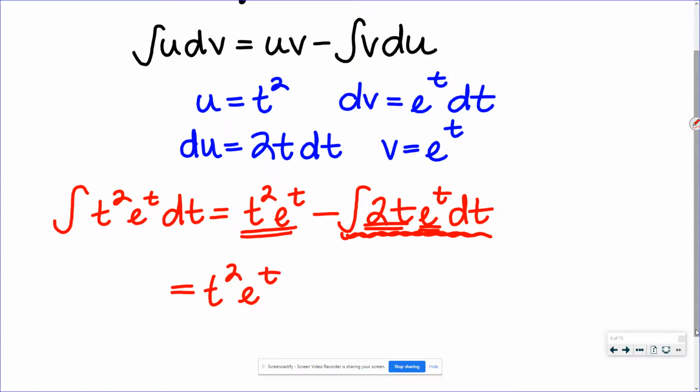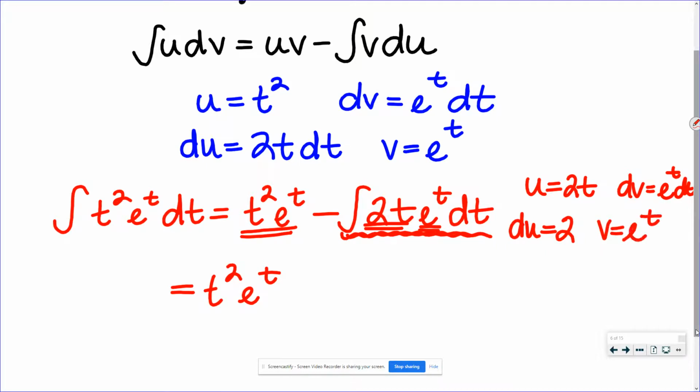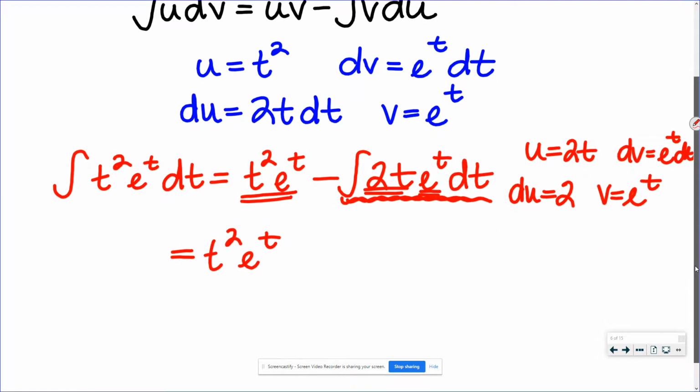That's going to stay exactly where it's at, and I'm going to use integration by parts for this integral that I just created. So I'm going to go over here to the right, and I'm going to have u be 2t, and dv is going to be e to the t dt. So kind of like last time. But this time it's going to be better because the derivative of 2t is just a number now, which is going to make our lives easier when we go to plug it back in.